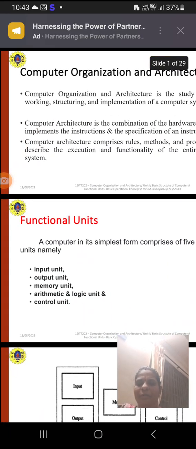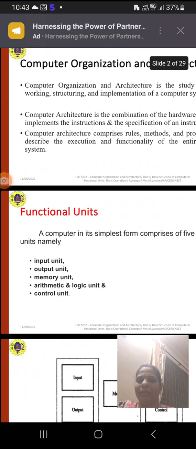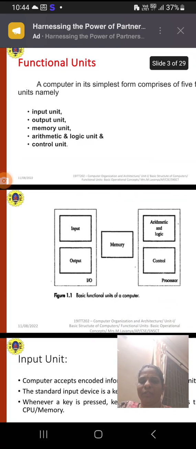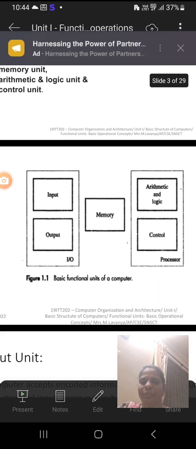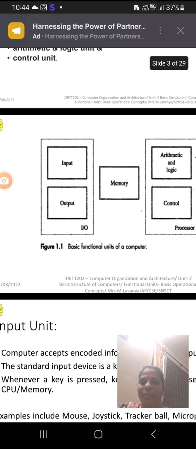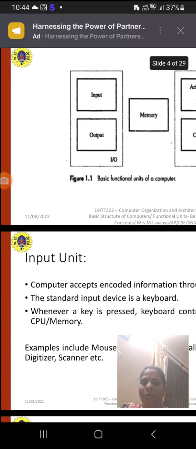So it has functional units. In that, it is divided into five units: input unit, output unit, memory unit, arithmetic and logic unit, and control unit. So in the basic function of a computer, we have the input and output units, memory unit, and the arithmetic logic and control unit. The input and output are connected with the memory and the processor, the arithmetic logic and control unit.